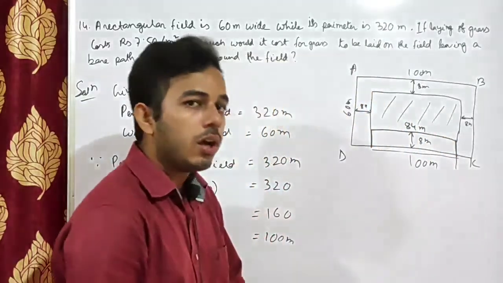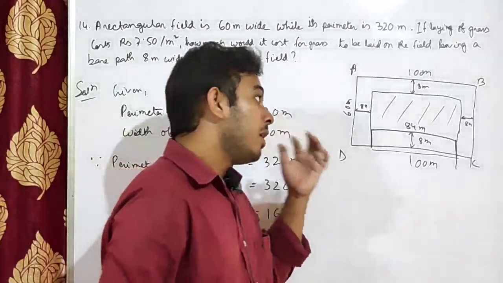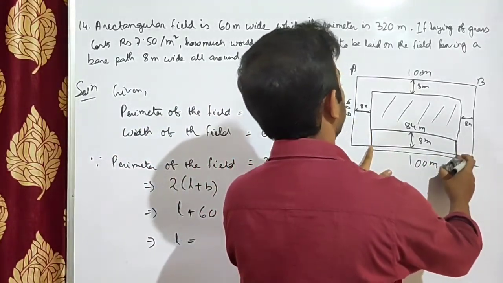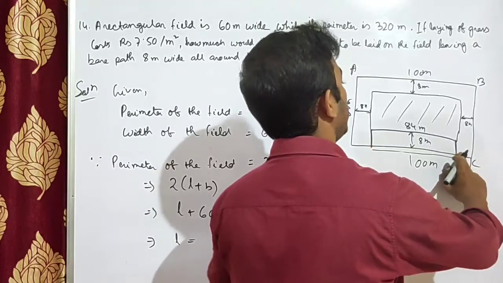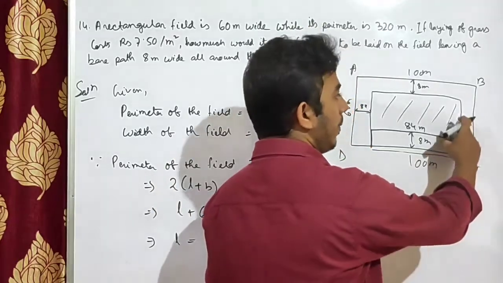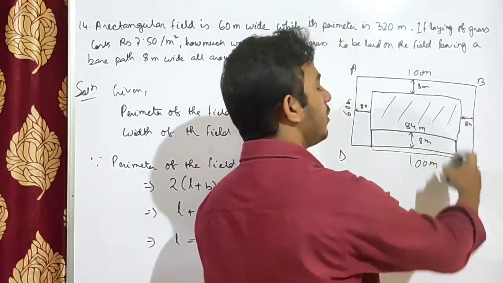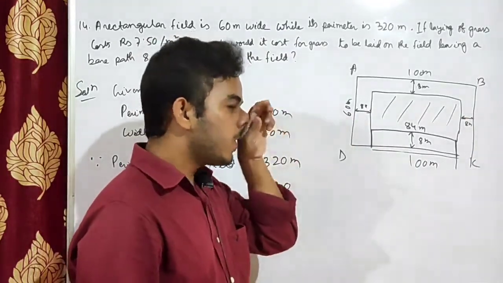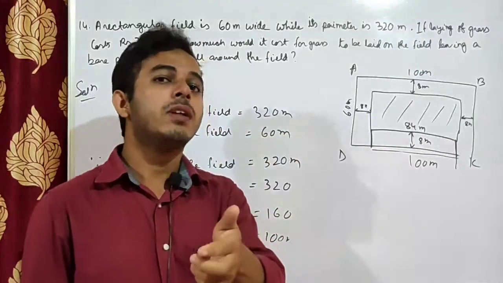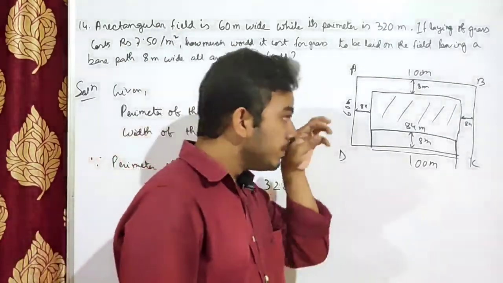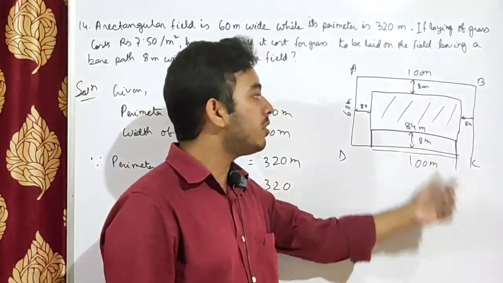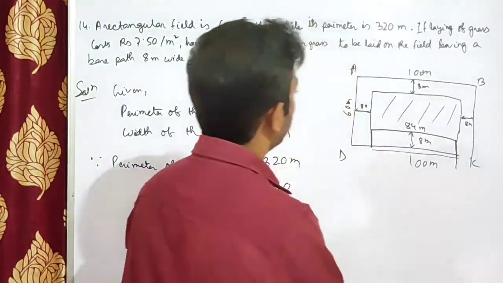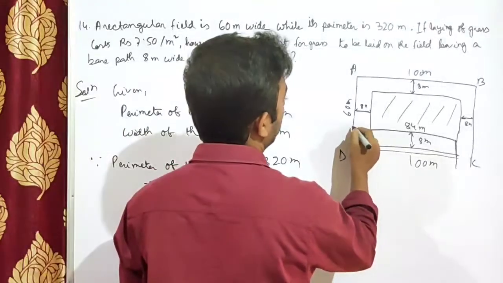Clear? Please understand. Okay, length of DC is 100 meter, and the length of this part will be the length of this part, isn't it? From this side we have deducted 8 meter. The width of the path is 8 meter. Similarly, from this side also we have deducted 8 meter. So all total we have deducted 16 meter, isn't it? So 100 minus 16 is how much? 84. Clear?